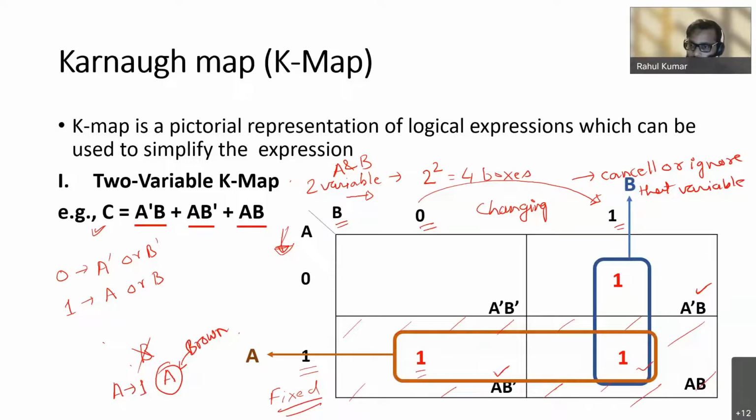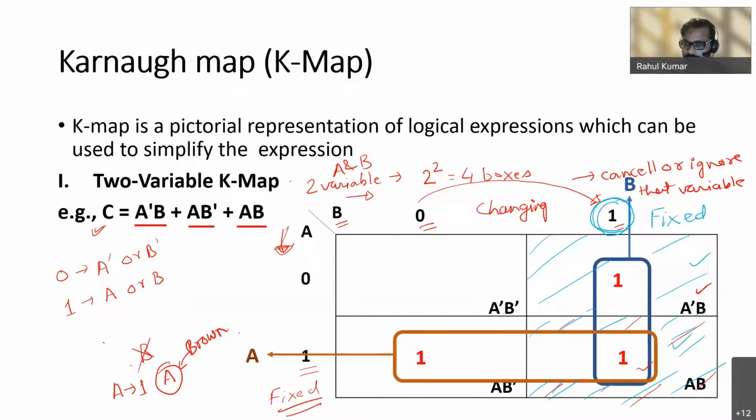Okay, so the blue box is covering these two boxes along the vertical direction, right? So for reducing this, the value of b here is 1. Okay, right? So these two pairs are covering this box and this box. So the value of b is 1, which is fixed. Okay, it is not changing.